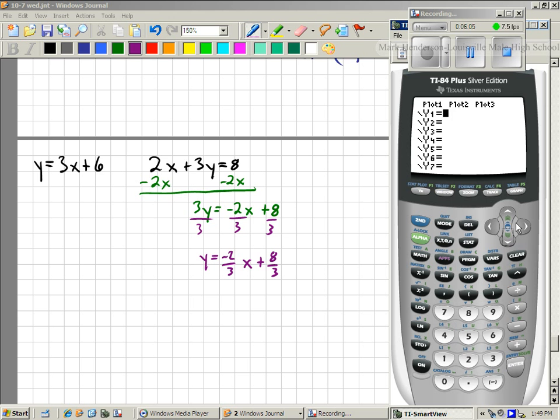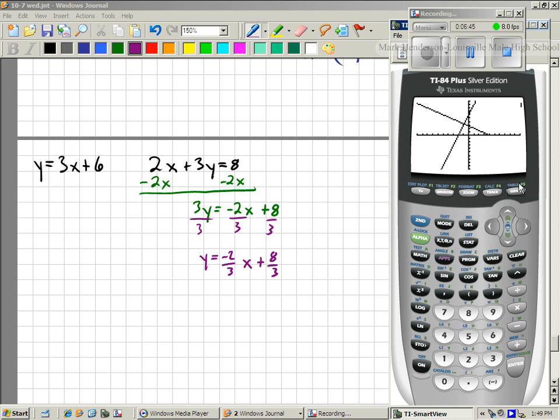So then what we're going to do, we're going to type in our equations. That's why I had an easy one first. 3x plus 6. Secondly, we have negative 2/3 x plus 8/3. So we just type those two in. Everybody following me so far? How many of y'all remember how to do it from last year anyway? Okay, good. We hit graph.